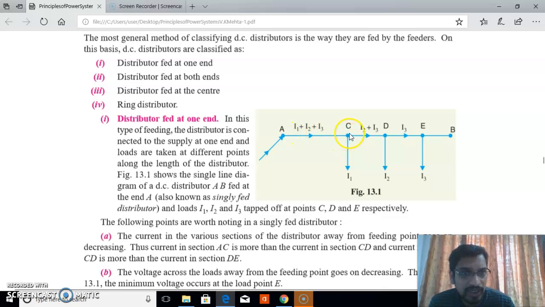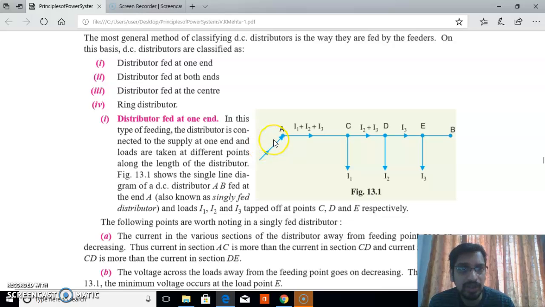And what about the current in section CD? Current in CD equals I2 plus I3, and current in DE equals I3 only. So that is the current distribution in the distributor fed at one end. The current in AC equals I1 plus I2 plus I3, current in CD is I2 plus I3, current in DE equals I3.